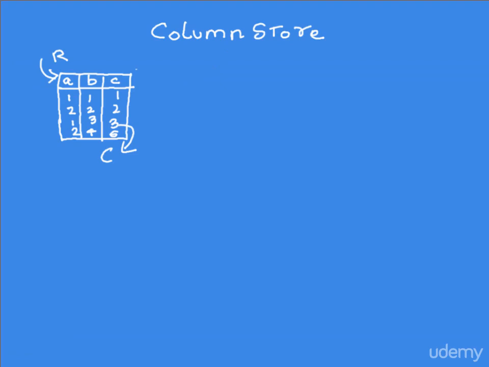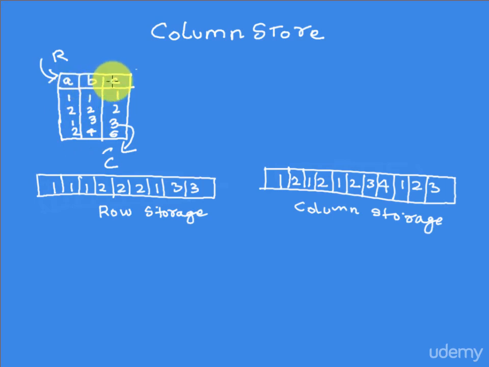Let's take a look at column store. First, we will take a look at the table and how it is stored in a row fashion, and then we'll take a look at how it is stored in a column fashion. So this table has 3 columns, A, B, and C, and then it has one header, and then row 1, row 2, row 3, and then row 4. If you were to store this in a row fashion, you would take the first row, that is 1, 1, 1, and store it sequentially in the memory, because that's the only way you can store in memory. And then you take the second row and store it sequentially, and so on.